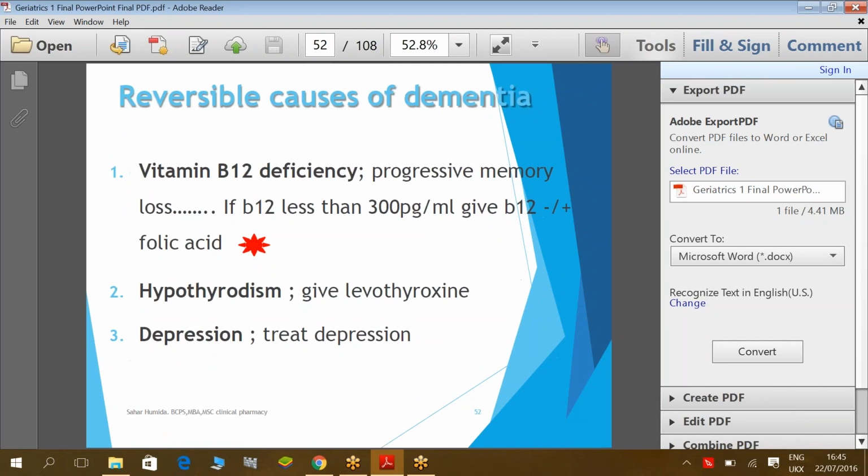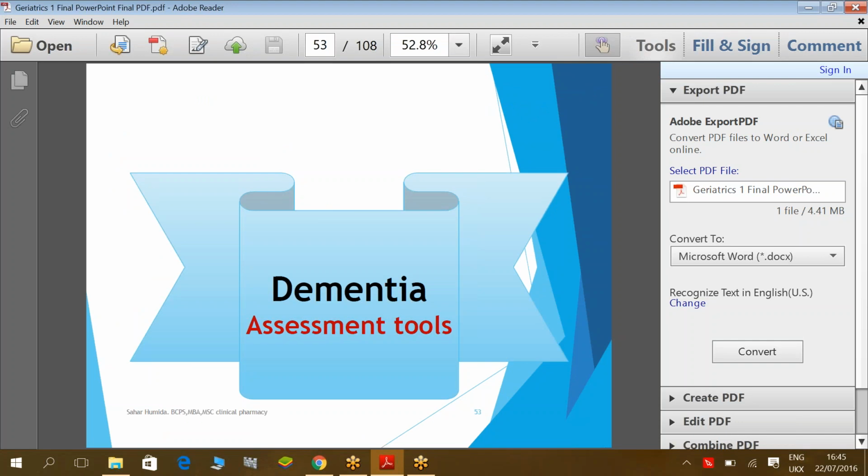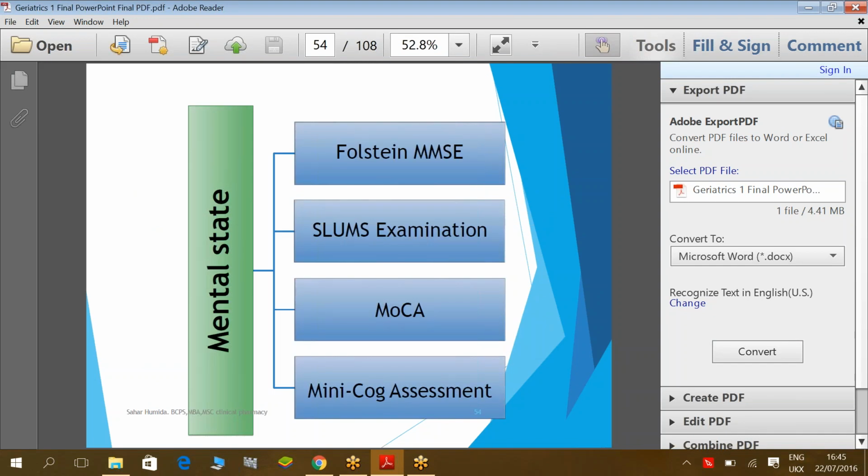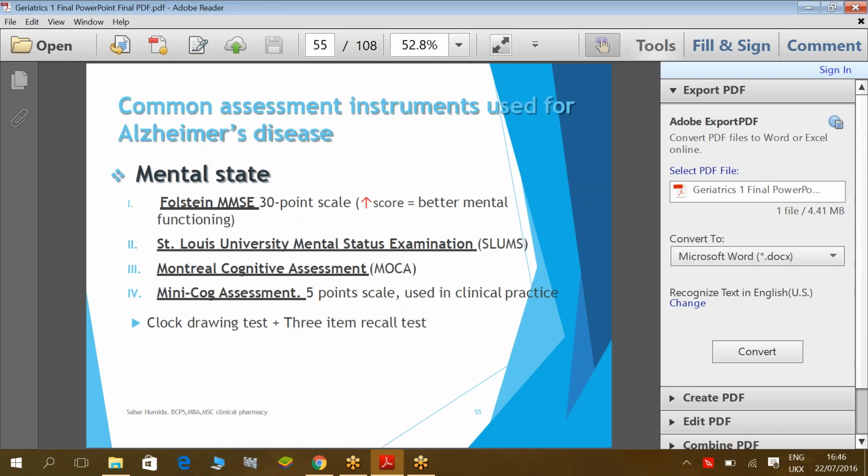We were talking about the reversible causes of dementia, and we said that vitamin B12 deficiency is the most important reversible cause of dementia. We will now be talking about the assessment tools and diagnosis. There are assessment tools for the diagnosis of dementia. This includes the MMSE, the Thalamus examination, the MoCA, and the Mini-Cog. What are these? These are instruments used for the diagnosis.